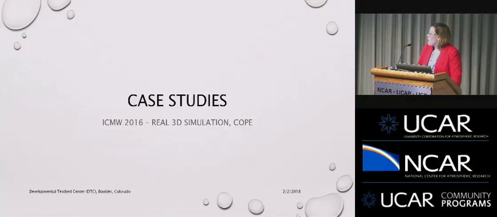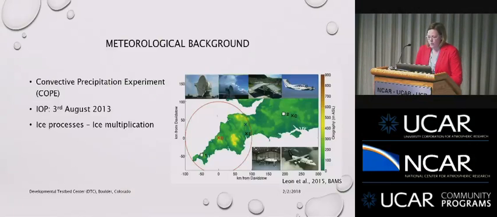And now about the real 3D simulation. I think we were the first ones using a bin scheme in a real case study. It's a convective case related to the 2016 cloud modeling workshop case. It was a COPE study, which is the Convective Precipitation Experiment in southwestern England. In this case, it was in 2013, the 3rd of August. It was an intensive observational period.